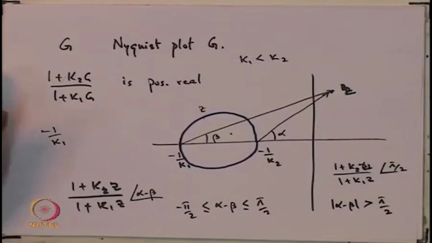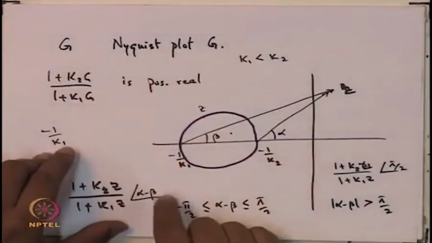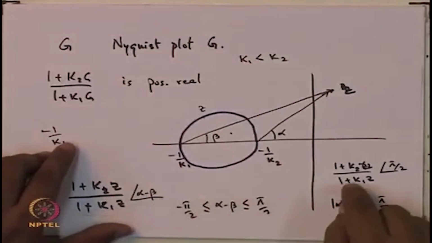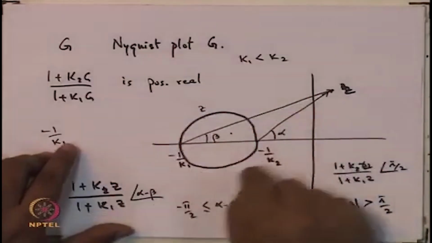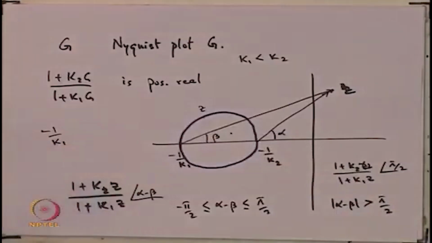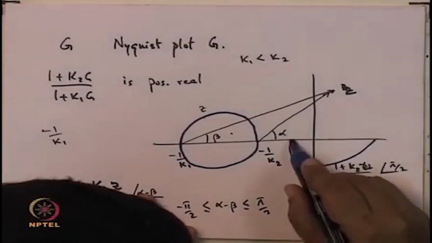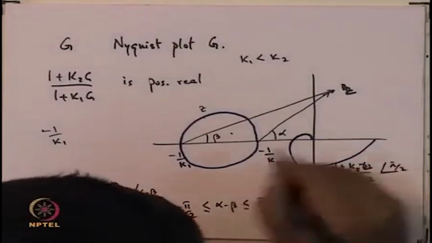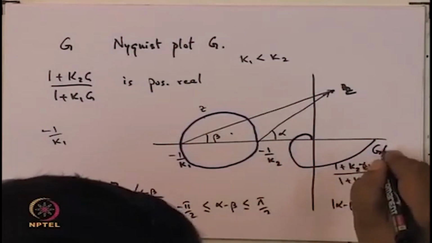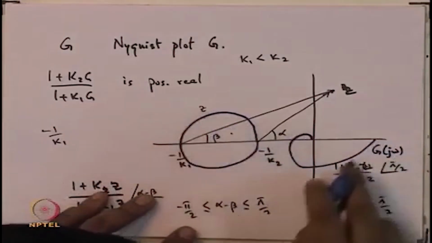Okay, so what does this mean? Suppose you are given this G and you are given the Nyquist plot of G, and the Nyquist plot of G lies completely outside this circle. Maybe this is the Nyquist plot of the plant, so G(j omega). Now, this lies completely outside the circle.